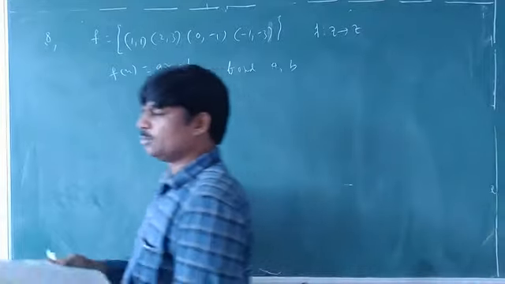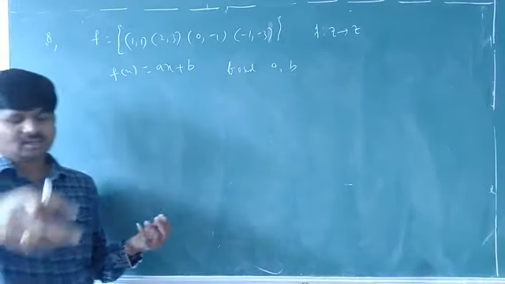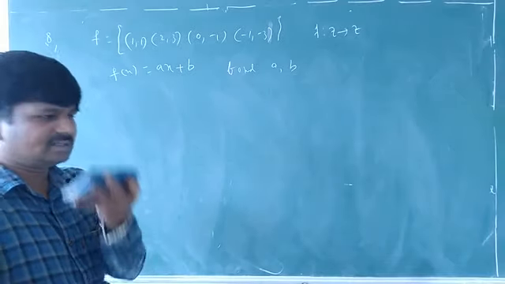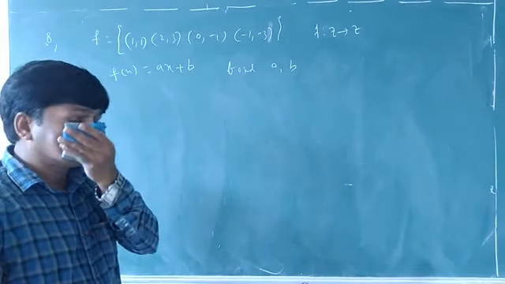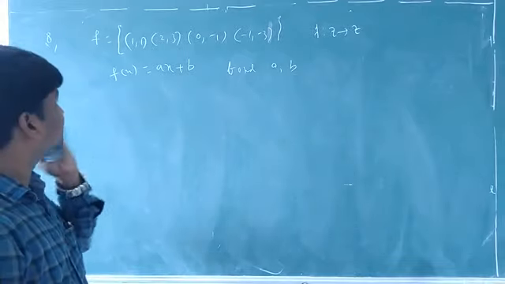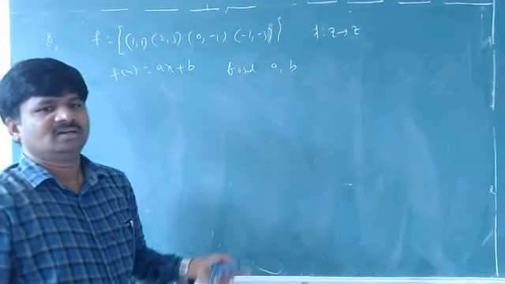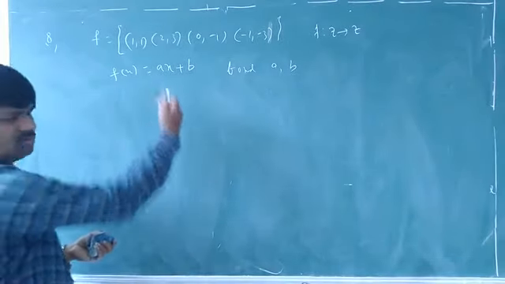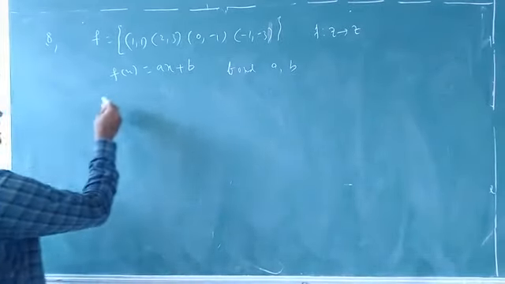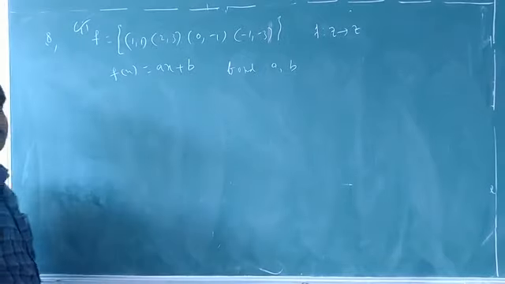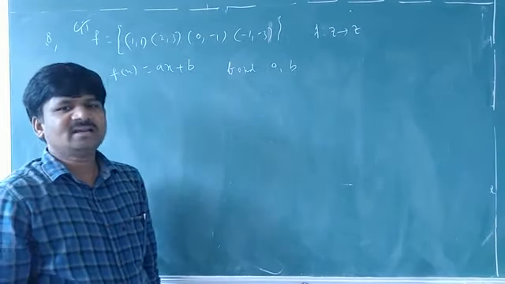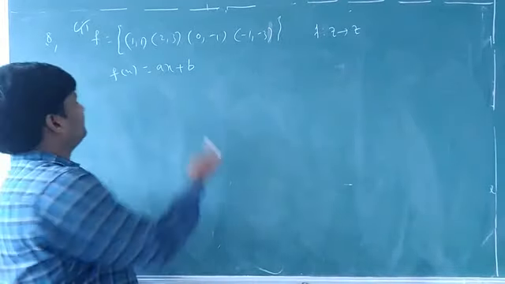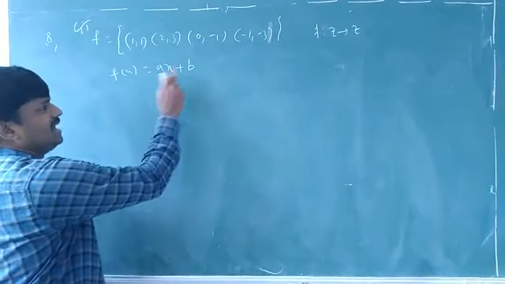Same question, but in that question what did we take? We took y is equal to mx plus c. That means f of x is equal to mx plus c we have taken, right? But here f of x is equal to ax plus b is given. This question and that question are both the same. I will solve it the same way. F is a function from Z to Z defined by f of x is equal to ax plus b. Find a and b.